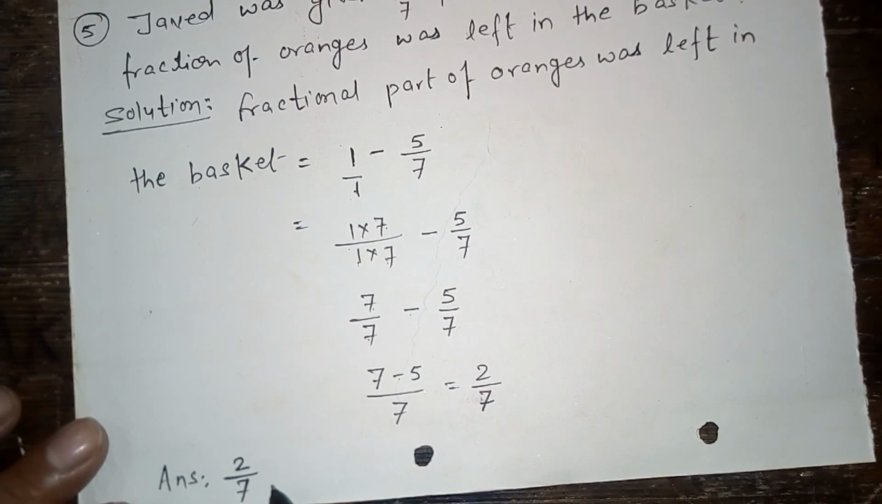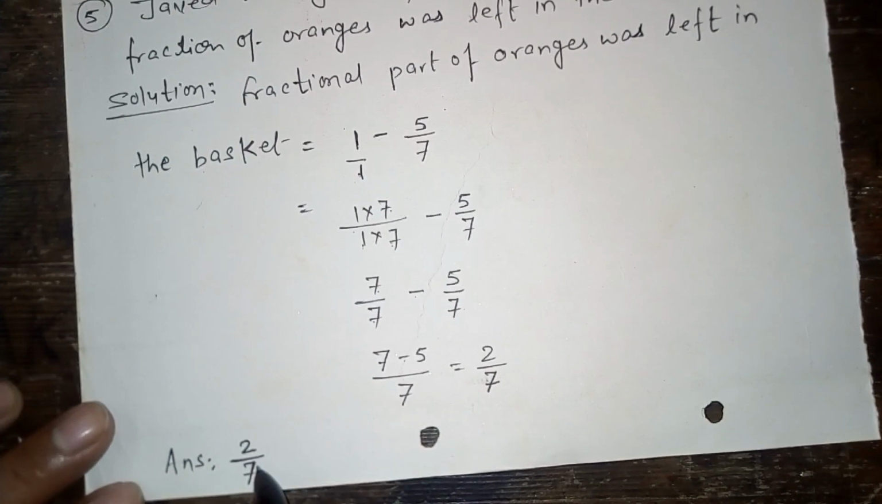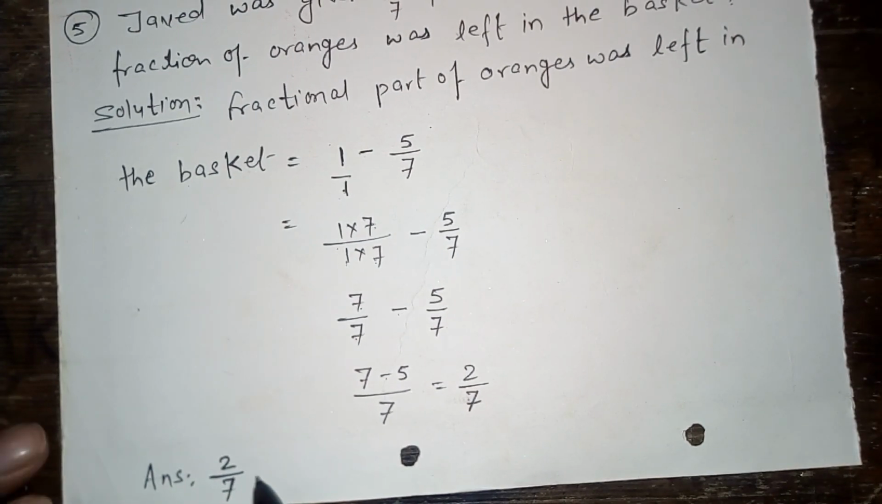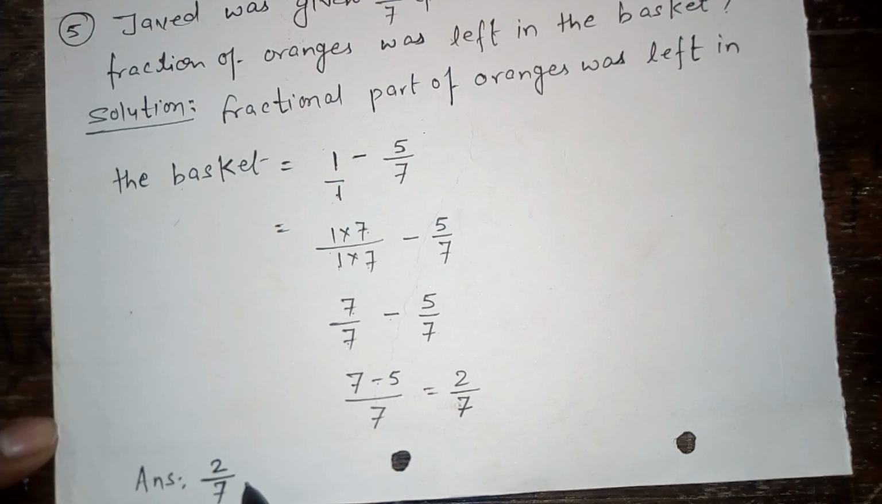So the fractional part of oranges left in the basket is 2 upon 7. Okay, the fractional part of orange left in the basket is 2 upon 7. This is your required answer of the given question.